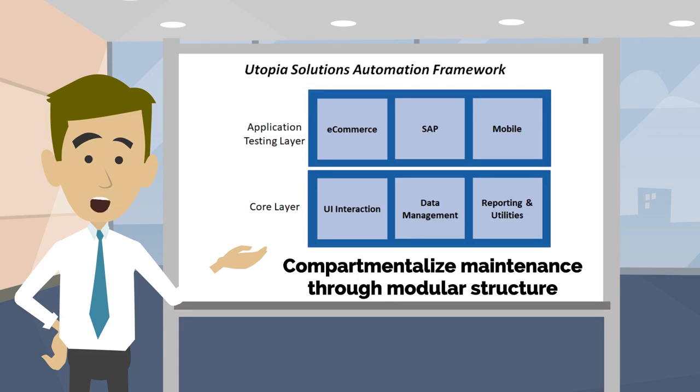What those modules look like, how big or how small they are, of course depends on your application and test objectives. The goal is to be in a place where if something in your application changes, you've contained the impact to your framework as much as possible.